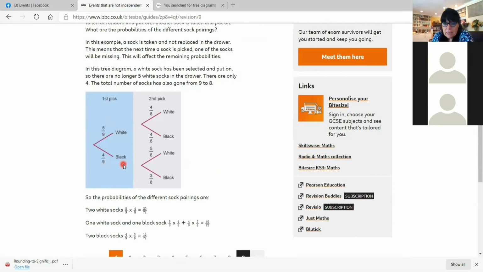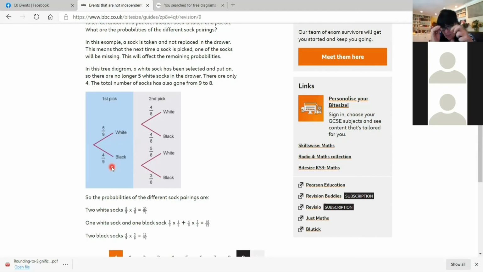Now, the children yesterday, when we did an example similar to this, wanted to change the 9 in the denominator to 7. And what you have to understand is that you're only looking at one thing at a time. So you can't change it to 7. You need to change it to 8 because you're taking one sock out first. You can't say you're taking them out together.